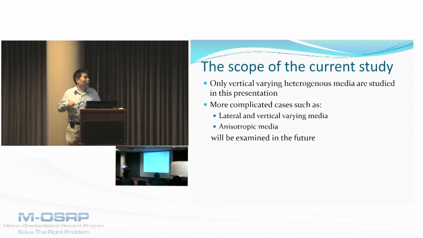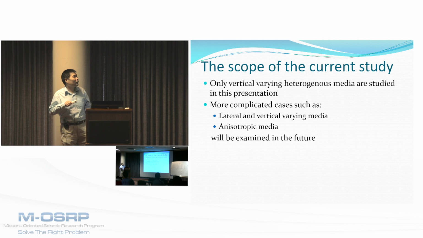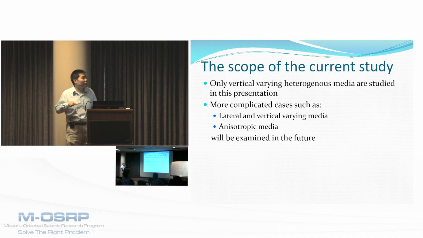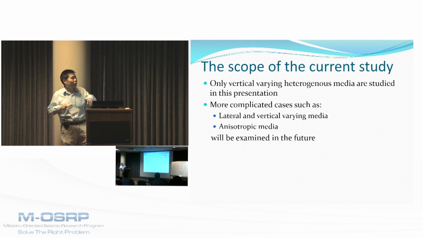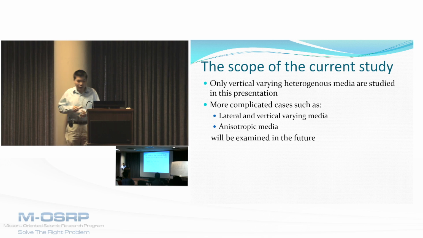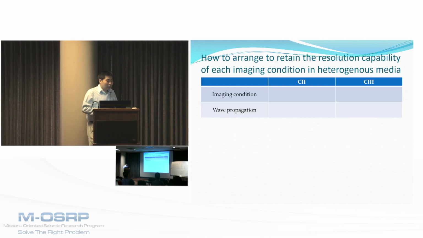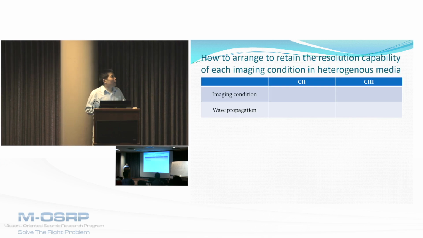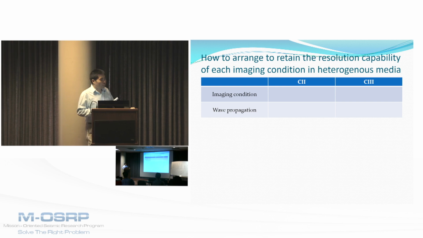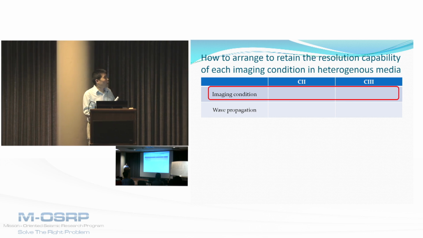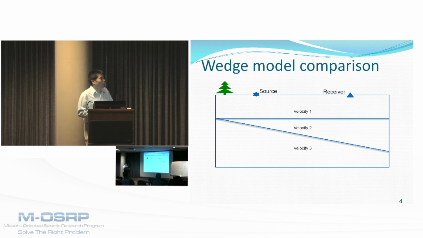In this presentation, in the current study, we only work on the vertically changing heterogeneous medium. And the more complicated cases, such as both laterally and vertically changing or anisotropic medium, will be a future topic. Now, as I mentioned, let's look at the different resolution capability between the two image conditions, C2 and C3, and this time we have the Wedge model.